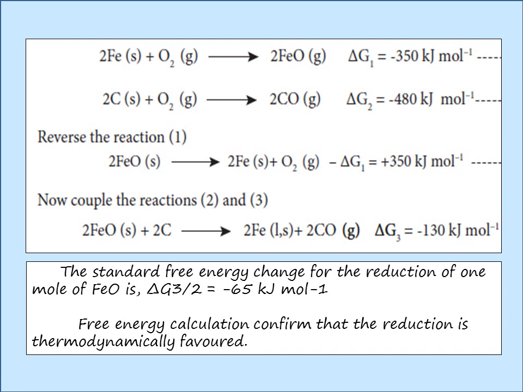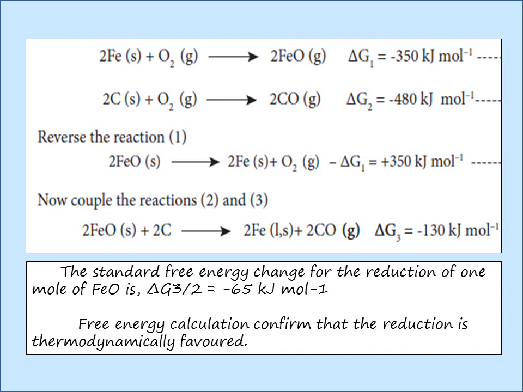What is our ultimate aim? We are supposed to reduce iron oxide to iron using coke. So iron oxide should be the reactant. So we are changing the first equation the other way. That is reversing the first equation. You will have 2FeO giving 2Fe plus O2. If you reverse the equation, obviously the delta G value also will change its sign. So delta G becomes plus 350 kilojoules per mole.